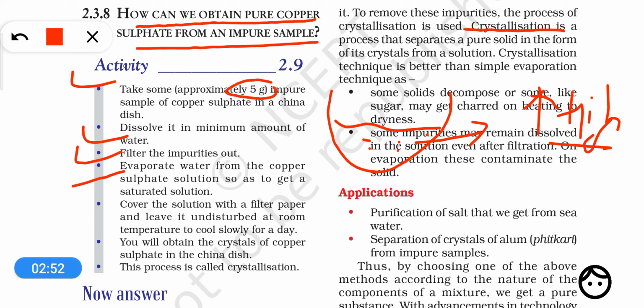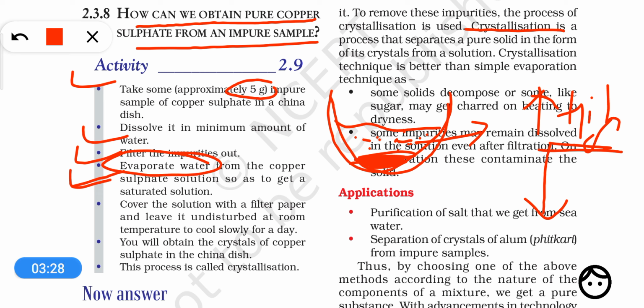Now we will heat the solution. On heating the solution, water will evaporate, and we will find a saturated solution at a higher temperature. So we have a china dish, and the solution in it is of copper sulfate, and it is hot, at a higher temperature.